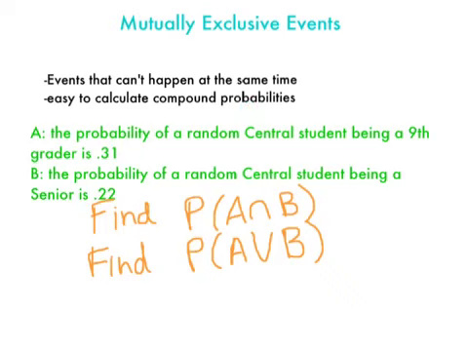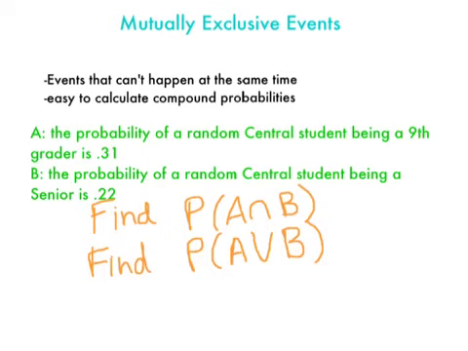But the nice thing about mutually exclusive events is that it's really easy to calculate their compound probabilities. So for instance, if we said that the probability of a random Central student being a ninth grader is 0.31, meaning 31% of the school is a ninth grader, and the probability that a random Central student being a senior is 0.22, meaning that 22% of the students at Central are seniors, we could find the probability of being both at the same time, or the probability of being either one of them.